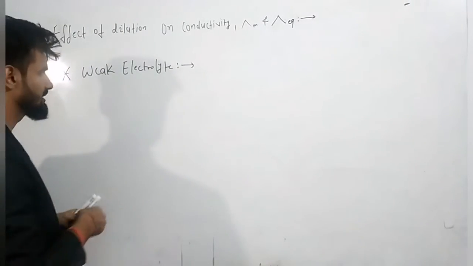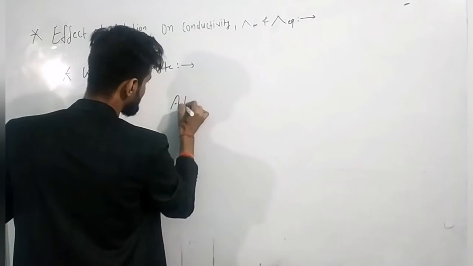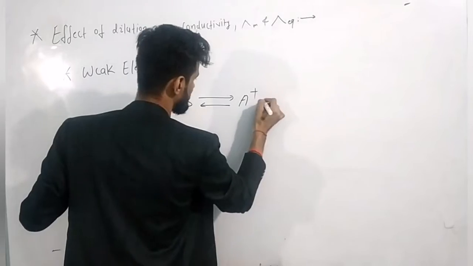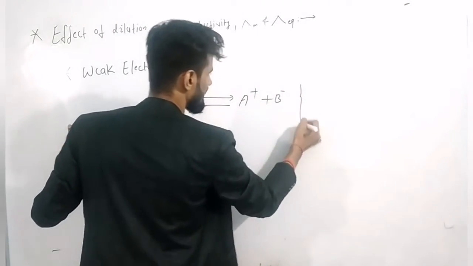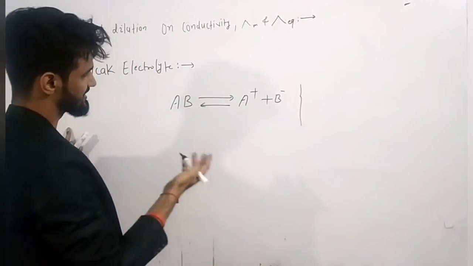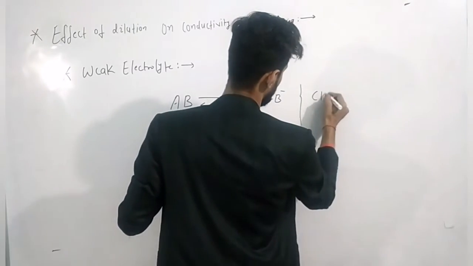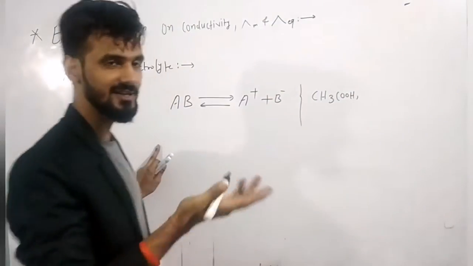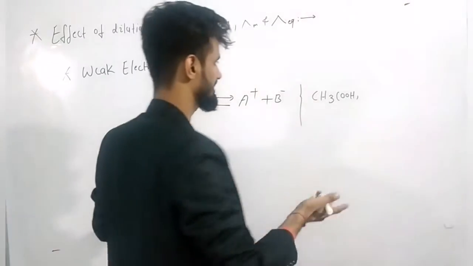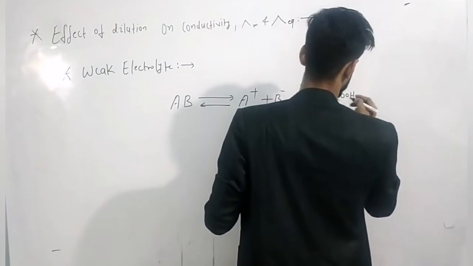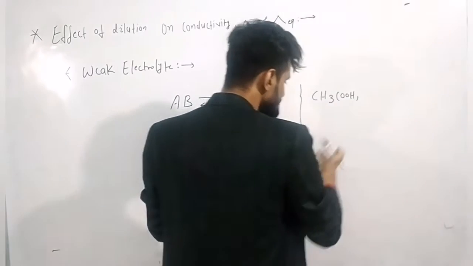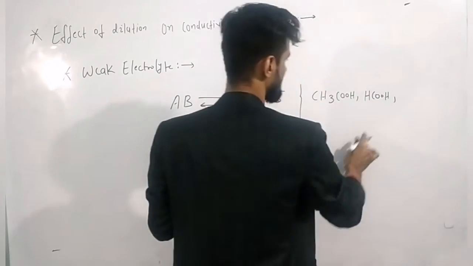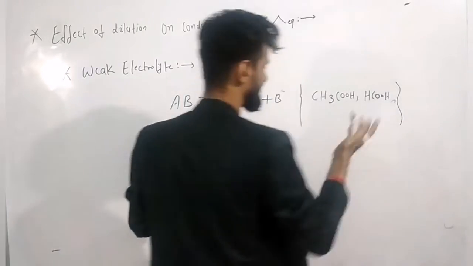In weak electrolyte, if it is a weak electrolyte AB, I am assuming, it is going to dissociate into A plus and B minus. Examples of weak electrolyte can be CH3COOH. Weak acid and weak base are perfect examples of weak electrolyte. CH3COOH is acetic acid, HCOOH is formic acid, all these things. So you can remember these things.